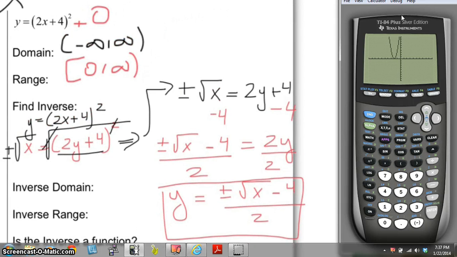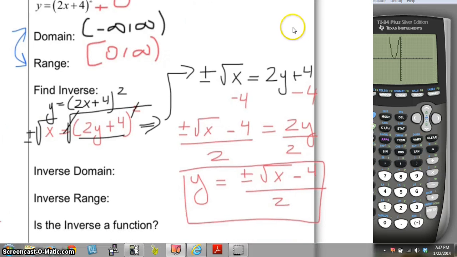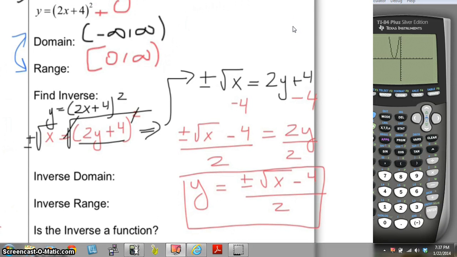Now remember, the domain and range for the inverse is going to switch. So you look at the domain and range of your graph and you switch it. Let me move this so you can see. So the domain of the main function is negative infinity to infinity, so the range of the inverse is going to be negative infinity to infinity. Now the range of the main function is 0 to infinity, so the domain is going to be 0 to infinity. As you can see, they switched.